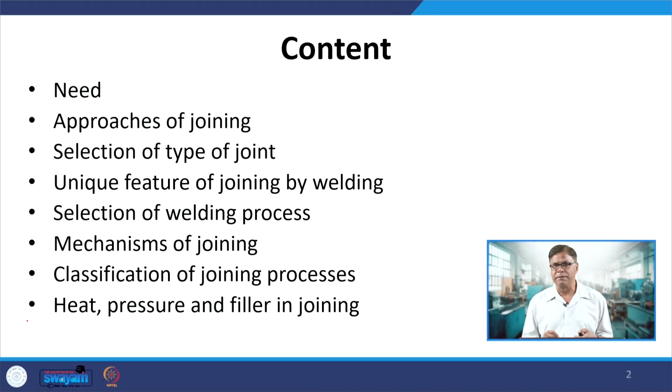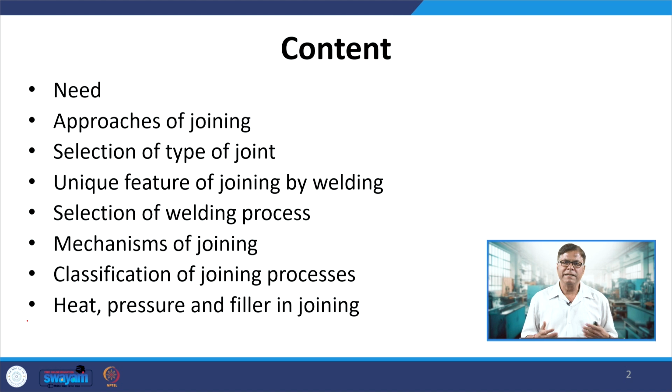As far as content is concerned, initially we will be talking about the need for joining or welding, then the common approaches used for developing joints for manufacturing products, and then the selection of a suitable type of joint. There are various types of joining processes and different types of joints. A joint may be temporary or permanent; in some cases even weaker joints are okay, but in other cases you need a very strong joint suitable for one particular kind of loading or another. So, what factors should we consider while selecting a suitable type of joint?